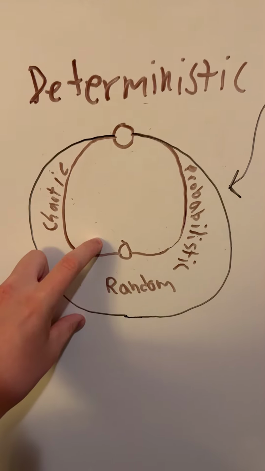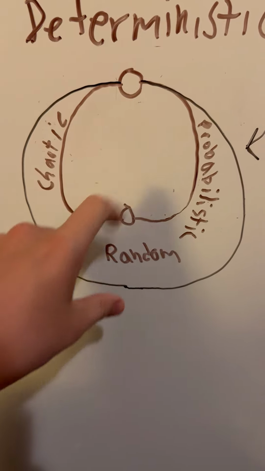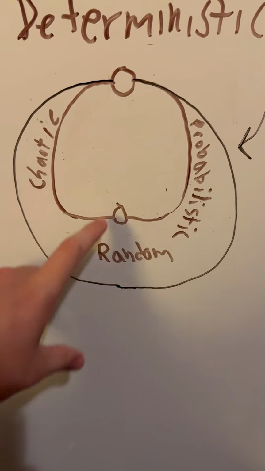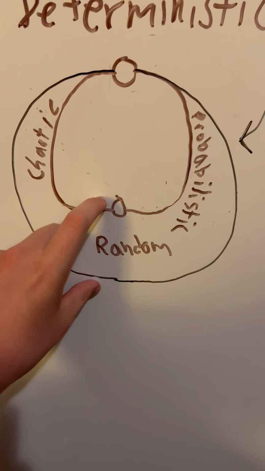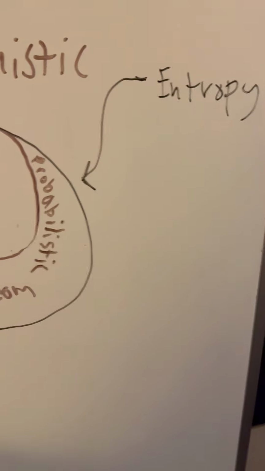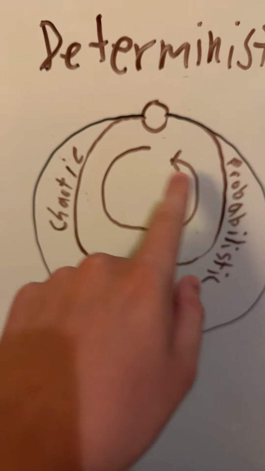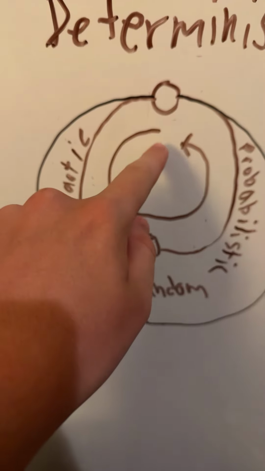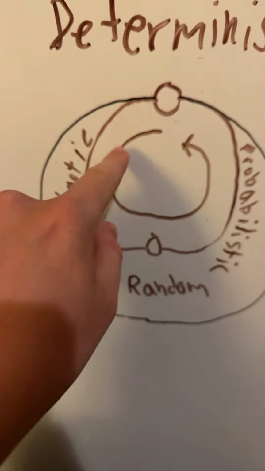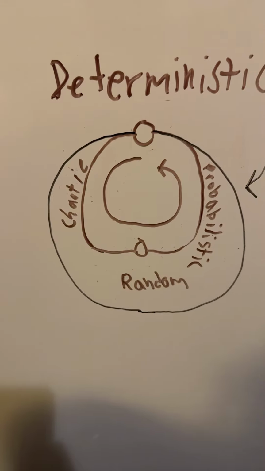So determinism, when something's completely deterministic, there's zero entropy. When something is completely random, there is maximum entropy. So this should be like infinitely away from the random. I just added a counterclockwise arrow to show the direction of information increase. Direction of information increase is always in this direction.